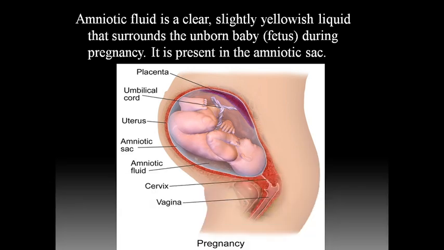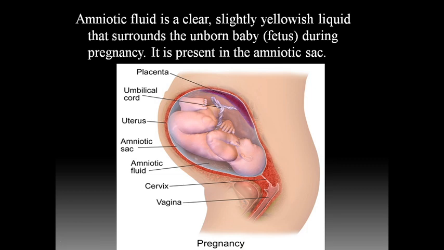Amniotic fluid. Amniotic fluid is a clear, slightly yellowish liquid that surrounds the unborn baby, the fetus, during pregnancy. It is present in the amniotic sac.